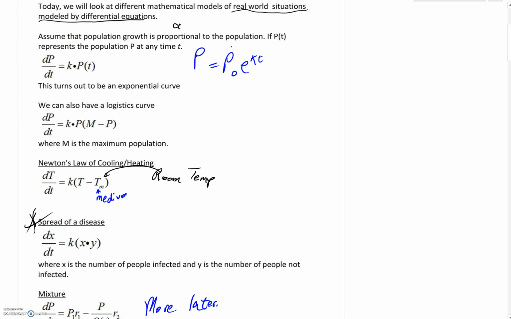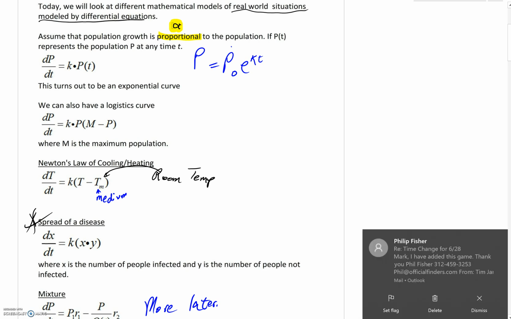Assume that population growth is proportional. And notice this symbol right here. It looks so much like the Greek letter alpha. This symbol for proportional is something that our textbook will use. And I just wanted to point that out and make sure that you were aware of that.